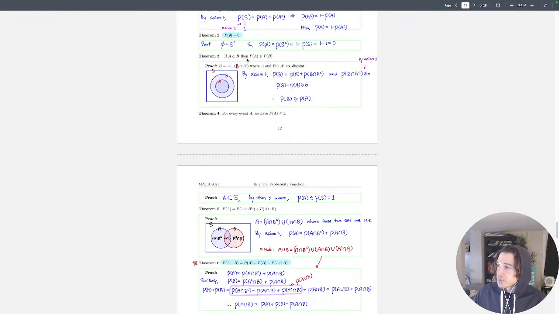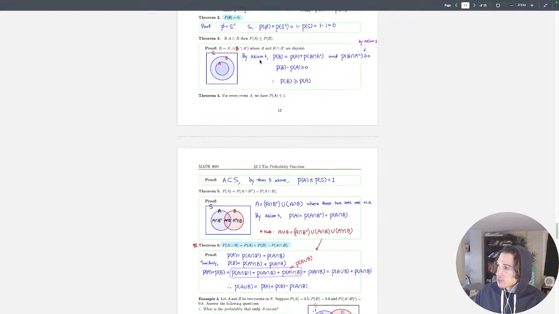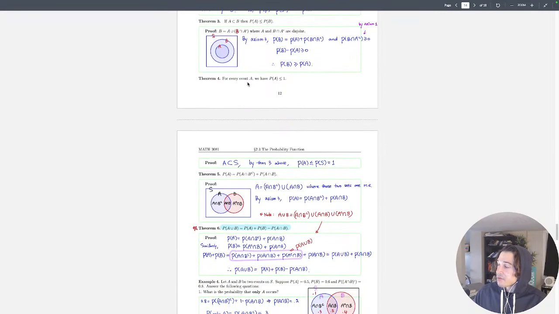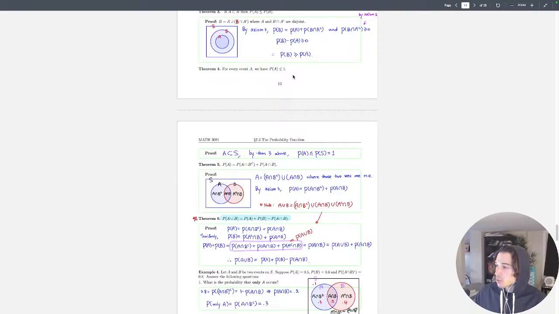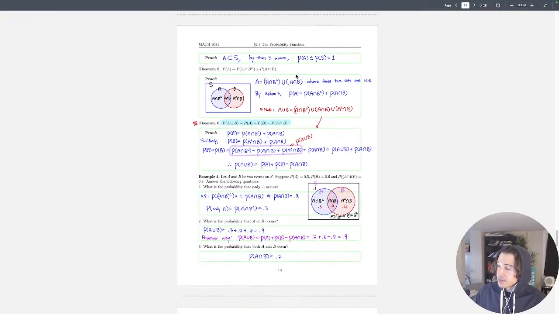If A is a subset of B, then the probability of A must be less than or equal to that of B, right there. And for every event A, we have probability of A is less than or equal to 1, again, because the whole sample space has to be equal to 1. The probability of the sample space.